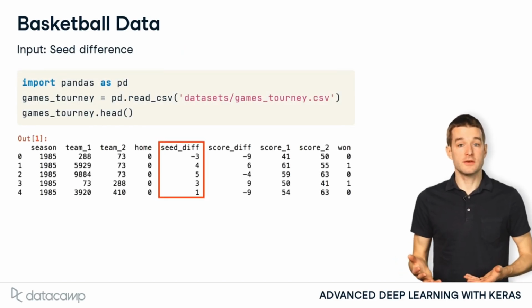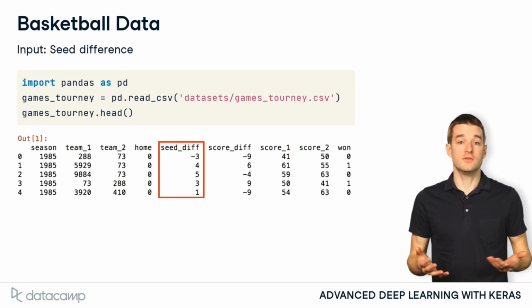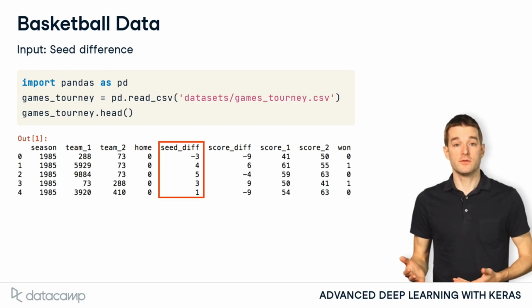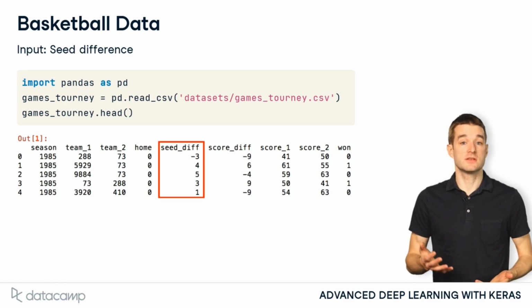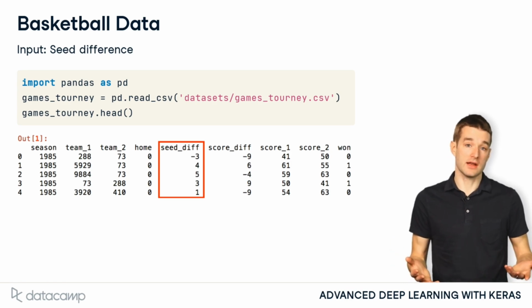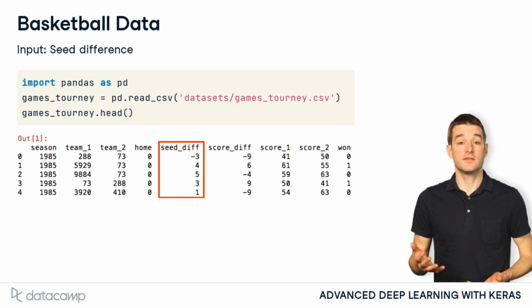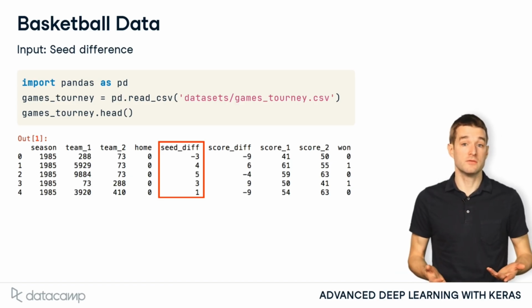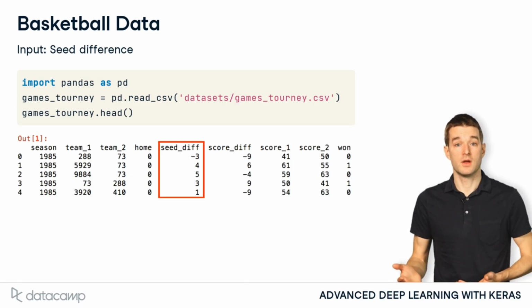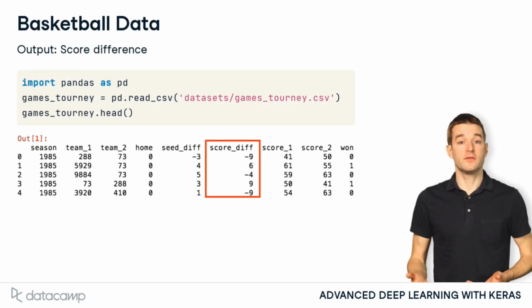Your input will be the difference in seed between the two teams. For example, if a 7 seed plays a 10 seed, their seed difference is 7 minus 10, or -3. If an 11 seed plays a 7 seed, their seed difference is 11 minus 7, or 4. Your output will be the difference in score between the two teams.